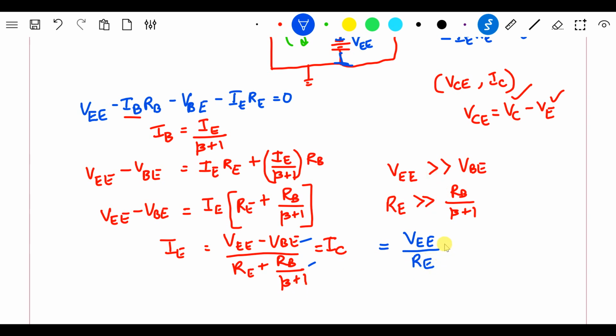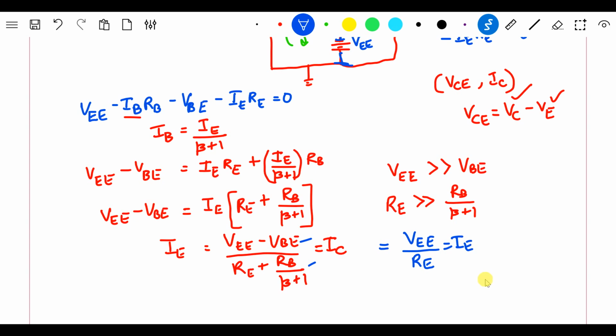Therefore, the emitter current of this circuit is completely dependent on two values. One is the supply voltage VEE, and the other is the emitter resistance RE. If you are able to fix these two values, you can make IE independent of the temperature and the variation in beta value.